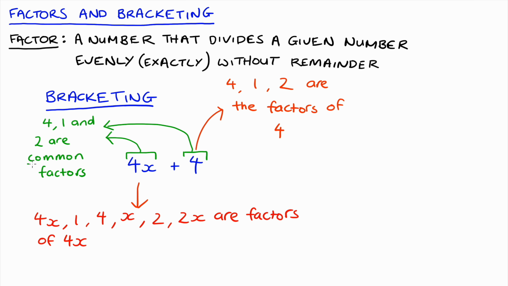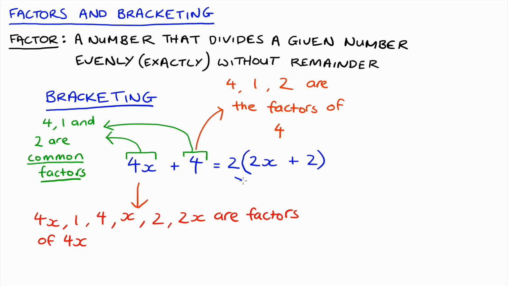So let's factor out, say, 2 from this sum. What I'm going to do is write 2 and then open brackets. And then inside the bracket, I'm going to put what is left of the sum once I divide out 2 from our terms. So 4x divided by 2 is 2x. And then we have a positive 4 divided by 2 is 2. So in our brackets will be 2x plus 2. And then I close the brackets. So I have factored out 2 from this sum.